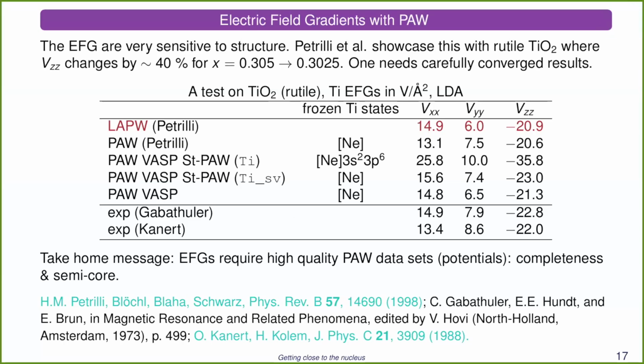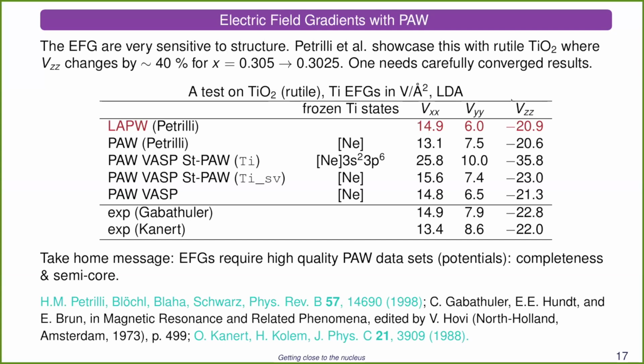And now why these EFGs are important. The first statement over here: they are extremely sensitive to the structure. So you change the structure a tiny little bit and the EFG often changes quite a lot. In this old paper by Petrilli, Blöchl and others, they showed this very clearly with titanium dioxide, where you see a change in the positional parameter of almost nothing changes the VZZ by 40%, so the big component. So the CQ would change by 40%. So you need to be very careful to get good converged results.